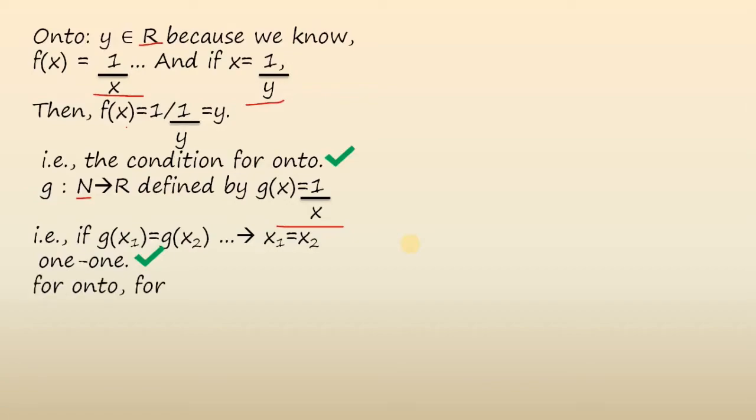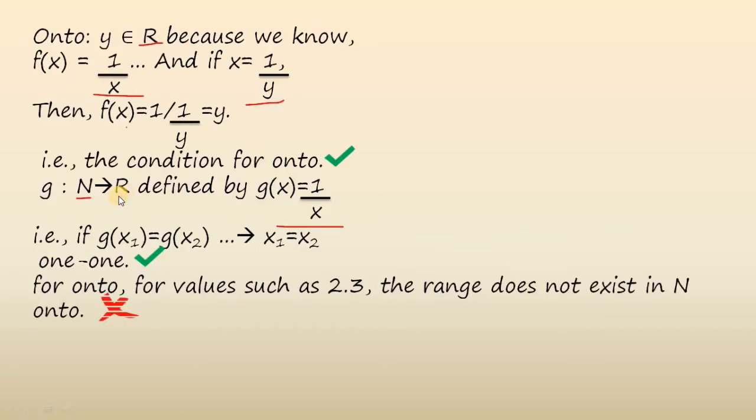Let's see if it's onto. So for onto, what happens? You're taking a value from the codomain, okay? Codomain is your R. So what happens is, if you take a value such as 2.3, when you substitute it here, 1/2.3 is a decimal value, right? So that does not come under natural numbers, so that comes under real numbers. So what it means is, when you're taking a value from your codomain, whatever relation you get must belong to your domain. So here 1/2.3 will give you a decimal value which does not come under natural numbers, so it cannot be onto.